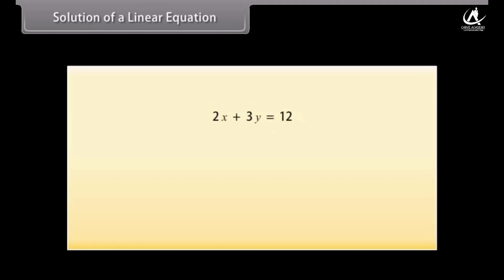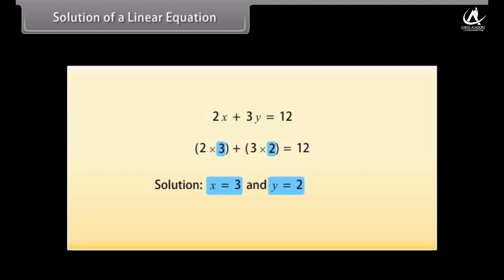Let us take the equation 2x plus 3y is equal to 12. Here x is equal to 3 and y is equal to 2 is a solution, because when you substitute x as 3 and y as 2 in the equation above, you find that the answer becomes 12. We can also write this solution as (3, 2), because the value of x here is 3 and the value of y is 2. Similarly, (0, 4) is also a solution for this equation, because when you substitute x equal to 0 and y equal to 4 in the equation, you find that the answer becomes 12.